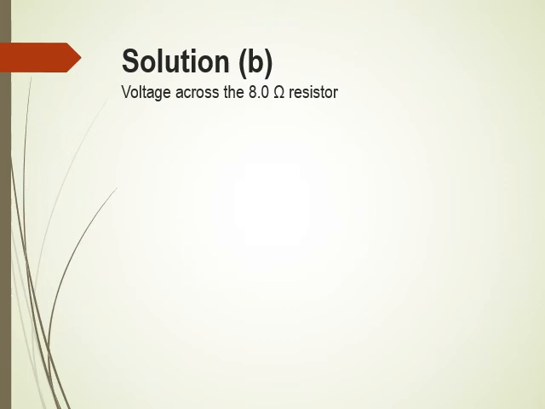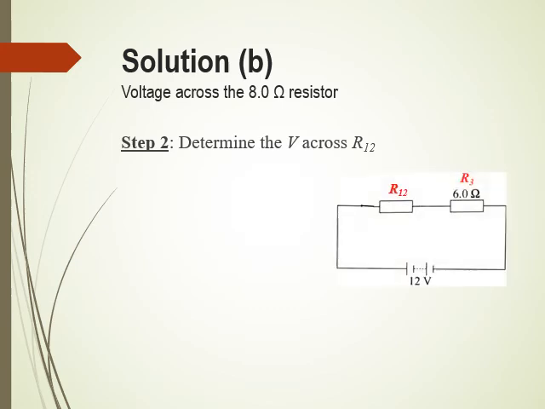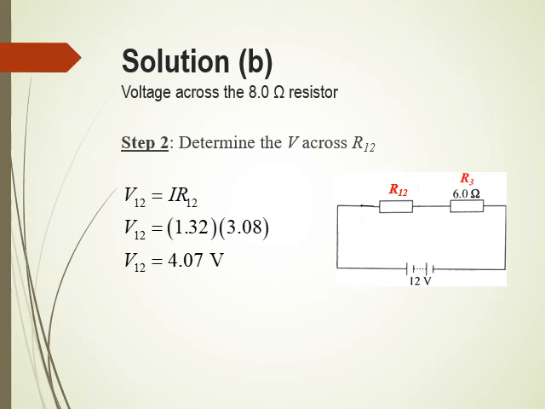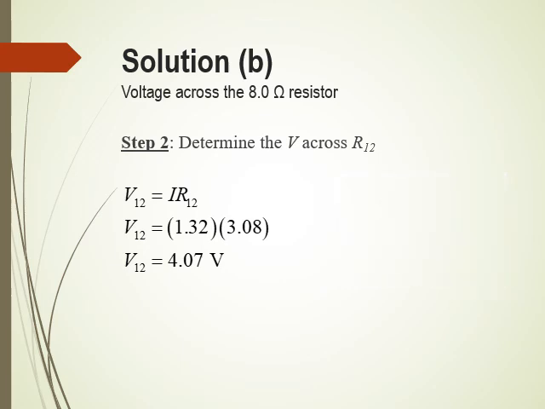Now that we have the value of current, step 2, let us determine the V across R12. So this is the diagram on the right. To calculate V across R12, we use V12 equals I R12. So V12 equals 1.32 times 3.08, and V12 equals 4.07 volt.